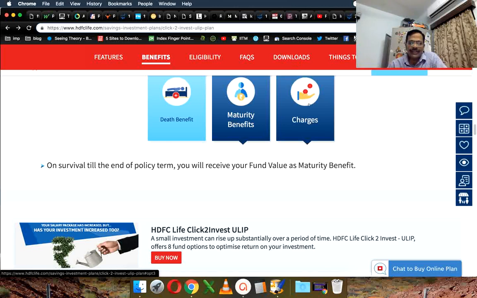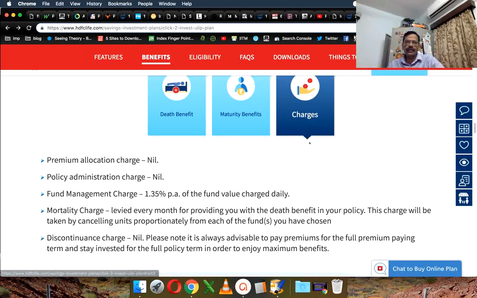So the key is in the charges. Earlier, in the old type of ULIPs, there were very complex charges like premium allocation charges, policy administration charges and so on, but those have now been removed, and now there is a fund management charge of 1.35% of the value. So this is essentially like the total expense ratio of a mutual fund.